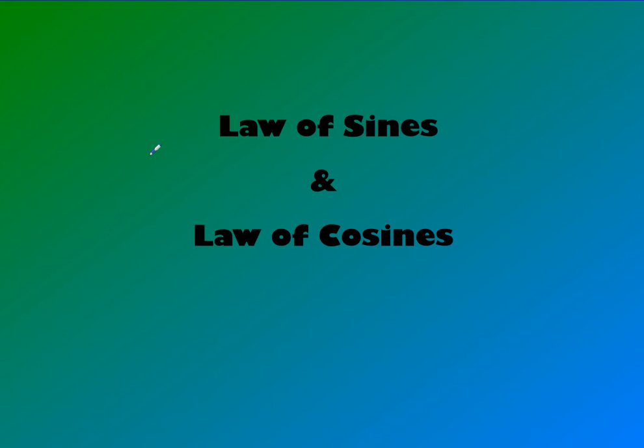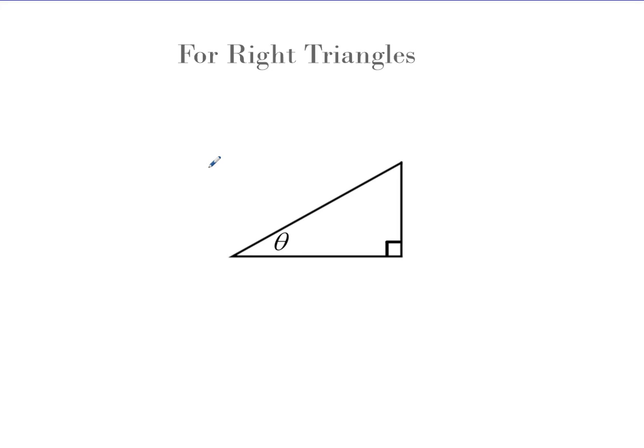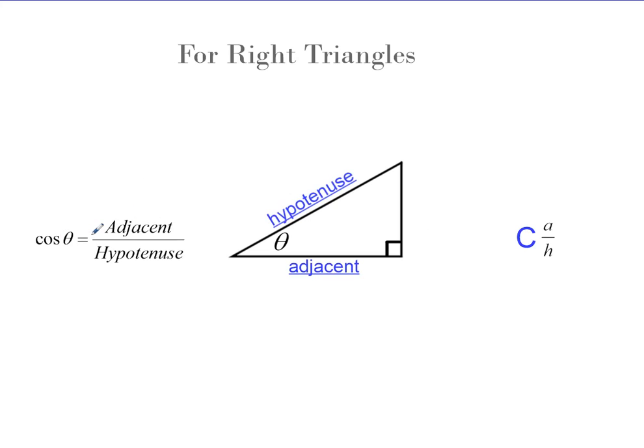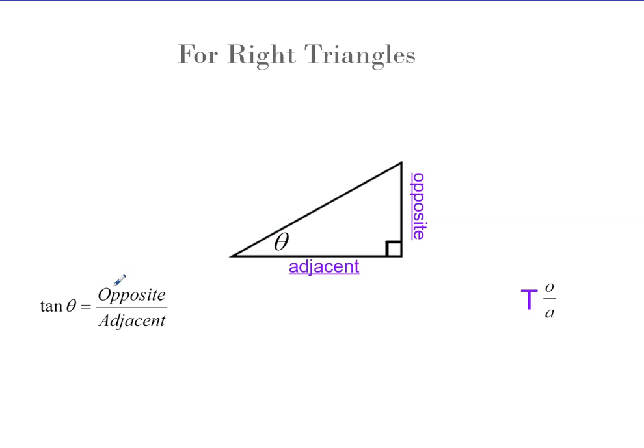Welcome to the law of sines and the law of cosines. So let's remember that for right triangles, we have SOHCAHTOA. Some old hippie caught another hippie tripping on apples. So what's that mean? Sine of the angle is equal to the opposite over the hypotenuse. The cosine of the angle is equal to the adjacent over the hypotenuse. And the tangent of the angle is equal to the opposite over the adjacent.